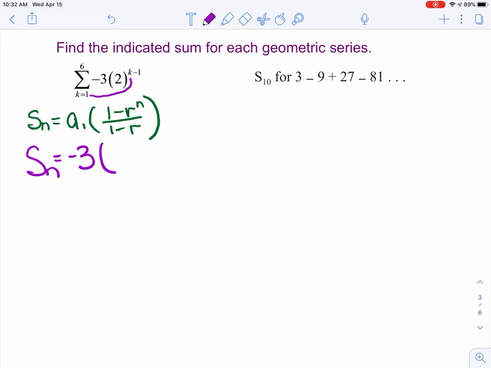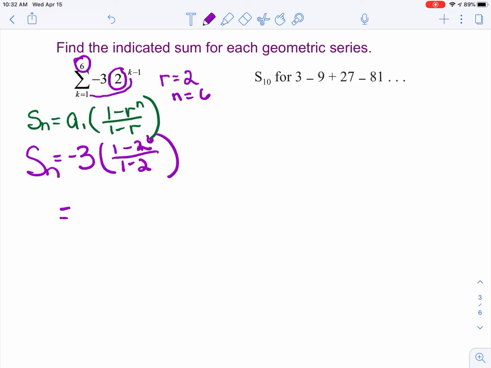1 times negative 3, I know that my first term is negative 3. The other thing in this form that I like is whatever has the exponent, that's your r value. So it's going to be 1 minus 2 over 1 minus 2. And now I just need to know my number of terms. So my n value is going to be that 6. So put everything in your calculator at once.